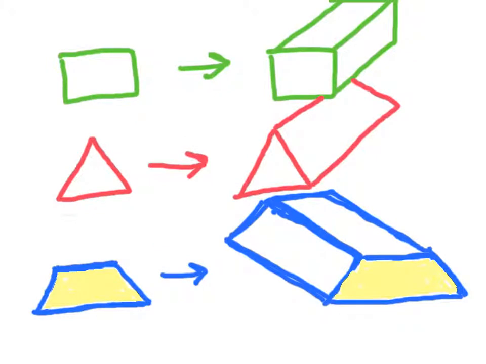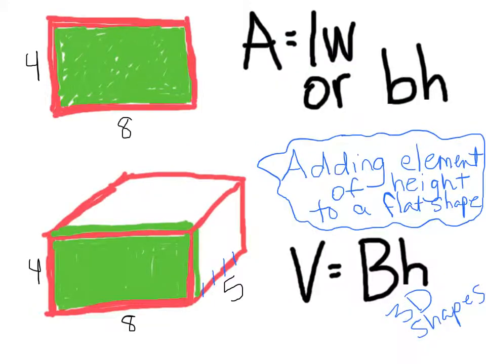In the top one, we start with a rectangle, and when we add rectangular sides, we form a rectangular prism. In the middle shape, we start with a triangle, and we form a triangular prism. The bottom shape, we started with the trapezoid, and when we add the rectangular sides, we end up with a trapezoidal prism.